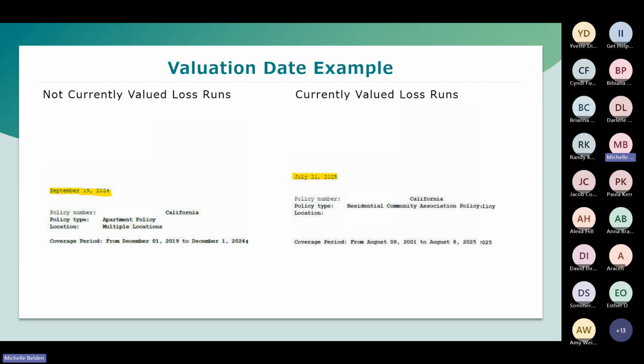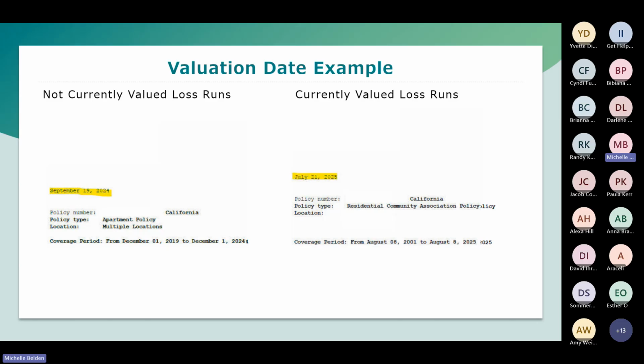So in this example, we can see the ones on the left. I got this submission for an apartment, and when I got the submission, the loss runs were valued September 19th, 2024. But we're looking to quote this in July of 2025. So those loss runs are almost a year old. While I can use those to start to submit the business to the carrier, we do need currently valued ones at time of bind, especially because it has GL on there.